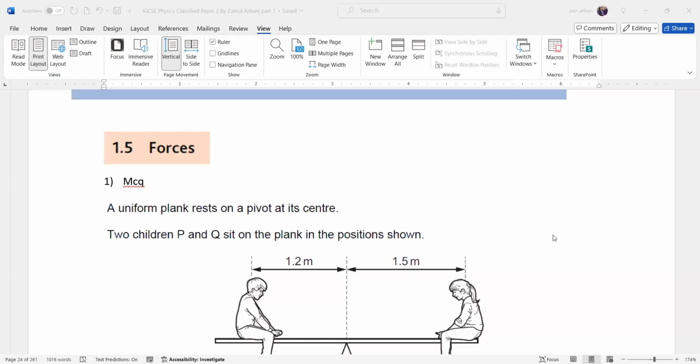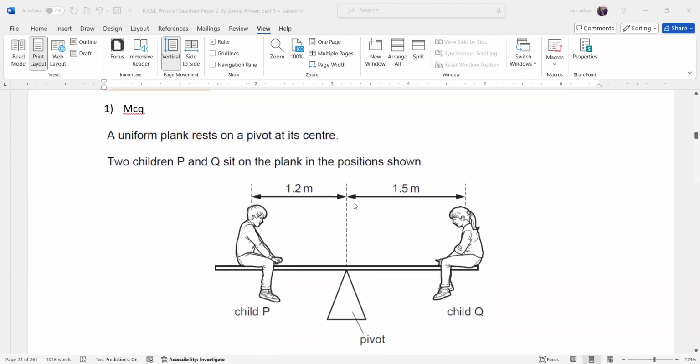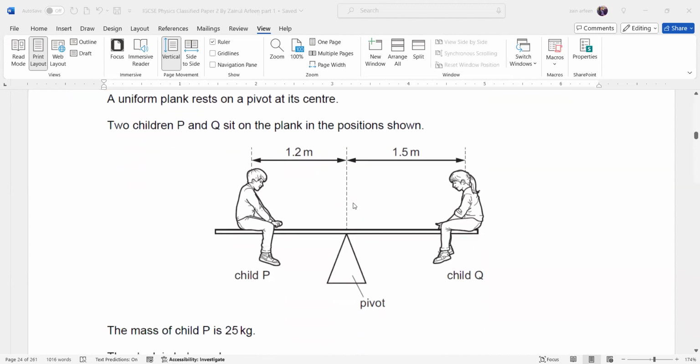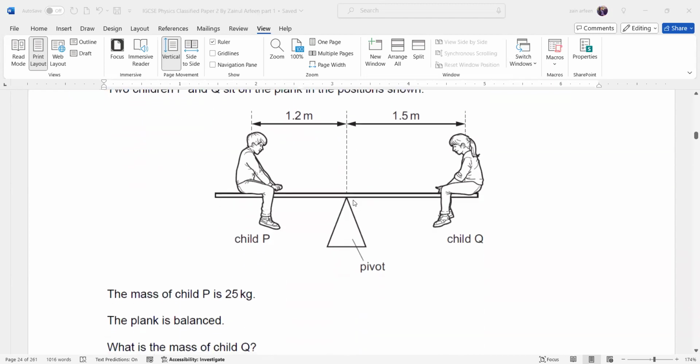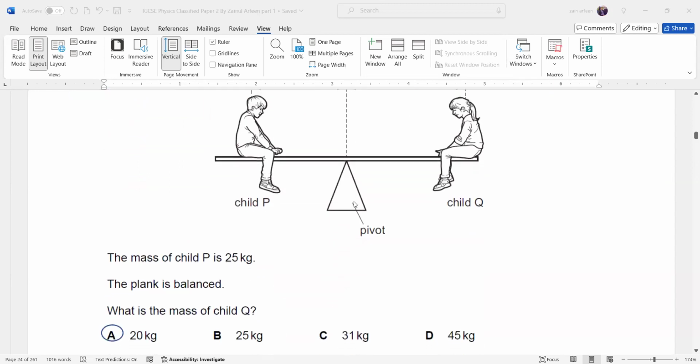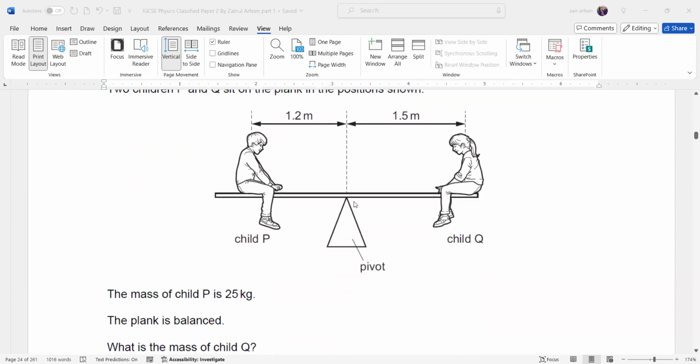So these are the classified MCQs, multiple choice questions related to topic 1.5, forces. In the first one, a uniform plank rests on a pivot at its center. Two children P and Q sit on the plank in the positions as shown. The mass of P is 25 kg and the plank is balanced. What is the mass of Q?